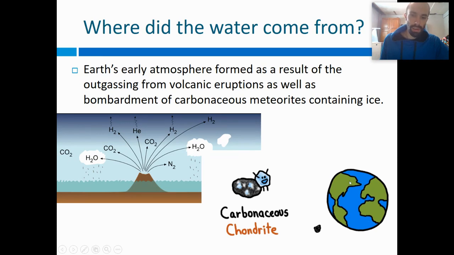There's also a theory that, early on in Earth's history, it was getting bombarded by a lot of meteorites. We call these carbonaceous chondrites. And as they collided with Earth, the ice melted and formed most of our oceans on the surface of the Earth. But again, both of these are theories. They're not obviously known, no facts here. We're just guessing as to where it all came from.